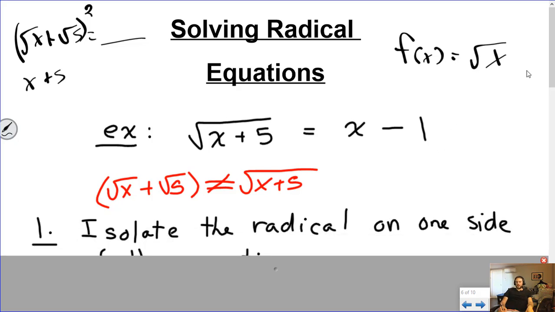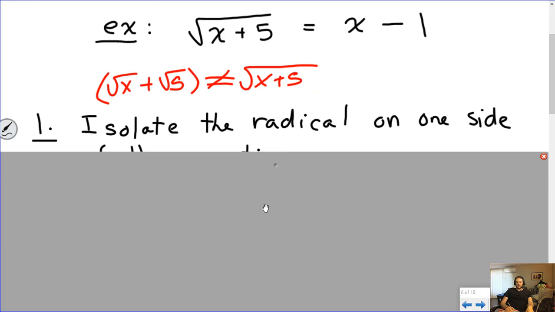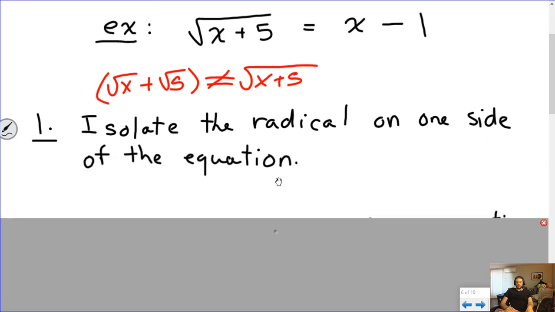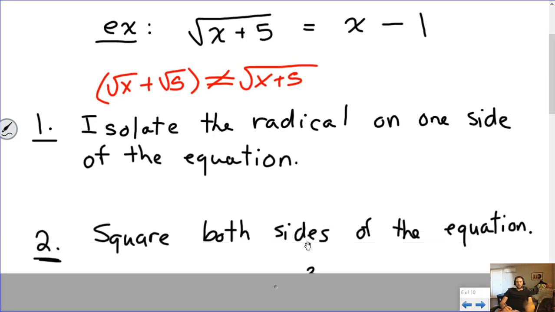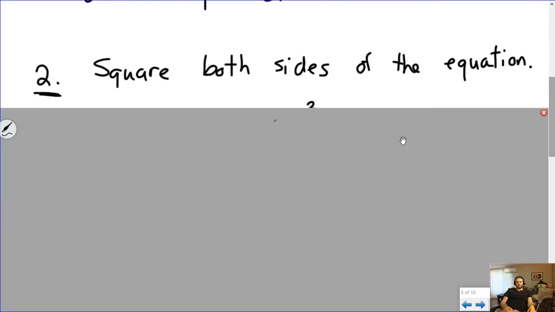Okay? So step one, when solving these radical equations, we want to isolate the radical on one side of my equation. So we want to make sure that wherever my radical is, it's by itself. Now, if you have two instances of radicals, you might not want to put them both on the same side. You might want to leave them on separate sides. And we'll take a look at that in a second. But if there's just one instance of a radical, get it on one side of your equation, get everything else on the other side. And then once it's isolated, we're going to square both sides.